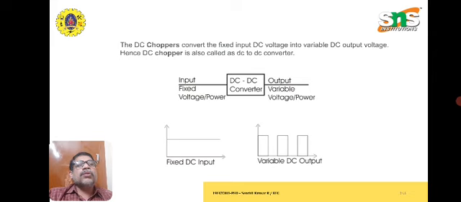Since the chopping frequency is very high, you have to calculate the average DC output voltage. And this average DC output voltage may be in decrement order or in increment order. If the average DC output voltage decreases from the input fixed voltage, then it is a step down converter. And if the average DC output voltage is more than the fixed DC input, then it is a step up converter.